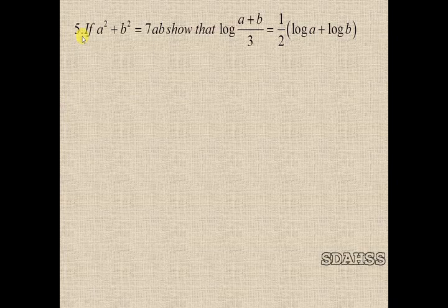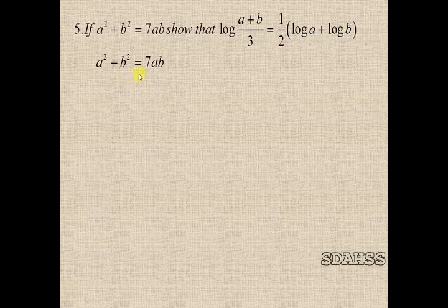Fifth sum. If a square plus b square is equal to 7ab, show that log of (a plus b) by 3 is equal to 1 by 2 (log a plus log b).